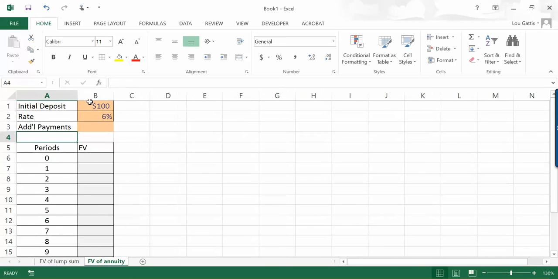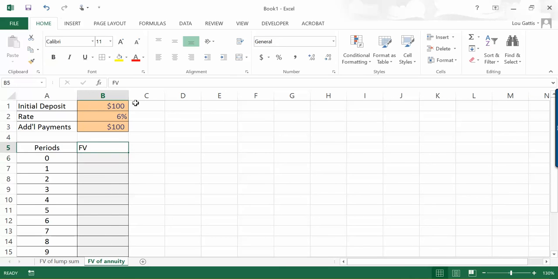And those additional payments will also be $100. So not only am I going to put $100 today, I'm going to make additional payments every year. So I'm going to calculate the value of that account.